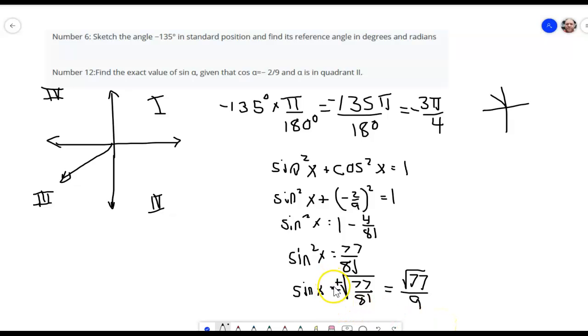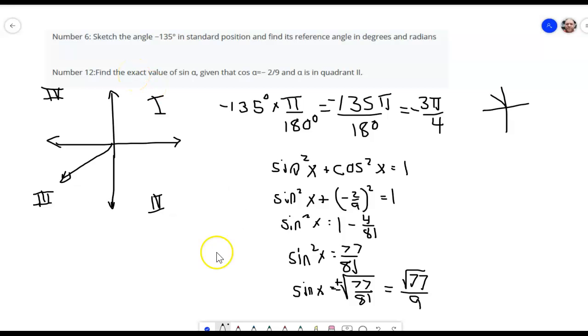You don't need to look at the negative, because we want a positive answer only, because we're looking at the sine, and the sine is related to our y values. We're in the second quadrant, that's why they tell us that, and in the second quadrant our sine is positive.